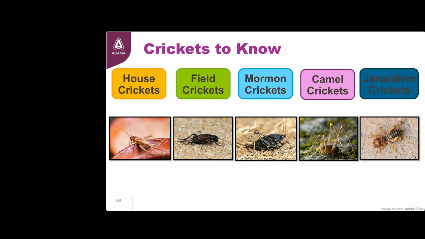Next, we have camel crickets. Camel crickets have that arched back. They don't fly, they don't sing. They have very long hind legs. They want to stay out of the way of people, in those dark, damp areas around basements or cellars. And then next to that, we have Jerusalem crickets.